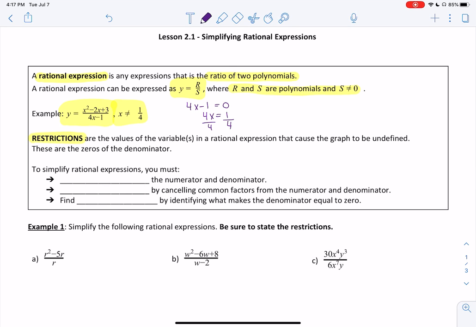So when I solve for x, x equaling 1/4 would make the bottom equal 0. And because we can't have that happen, x cannot equal 1/4 in this equation.